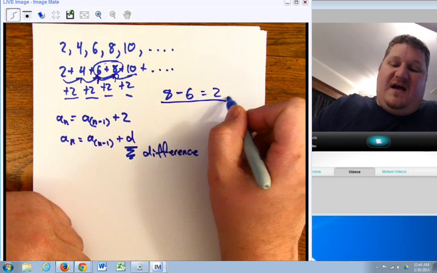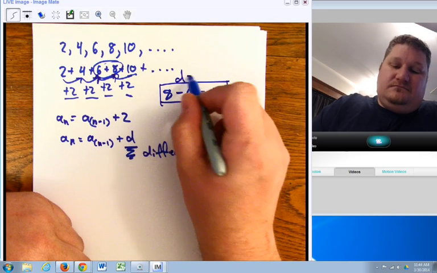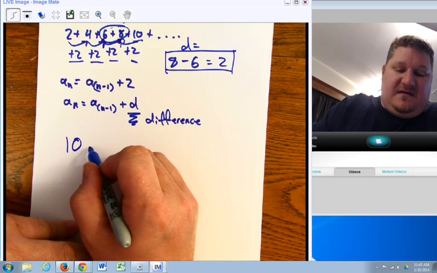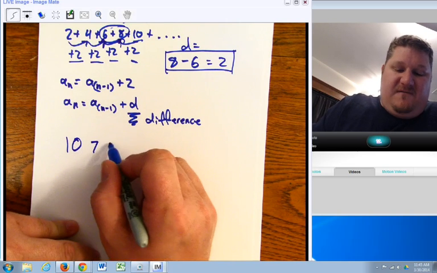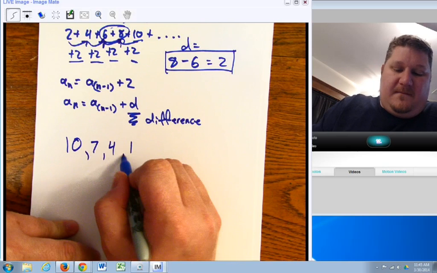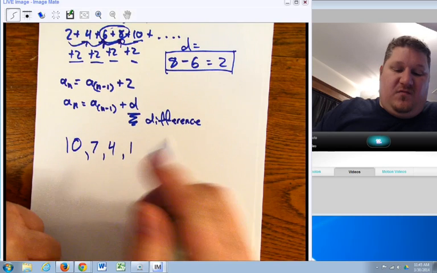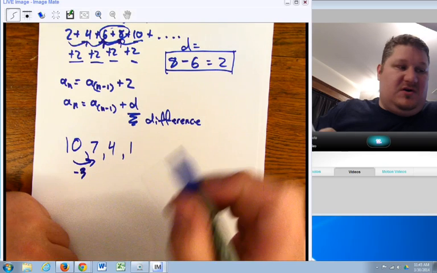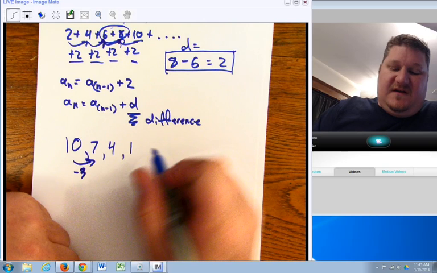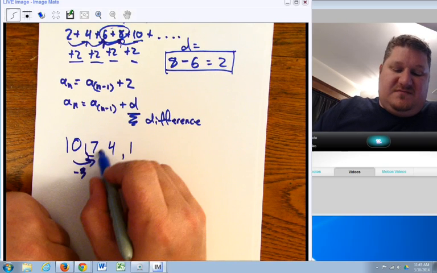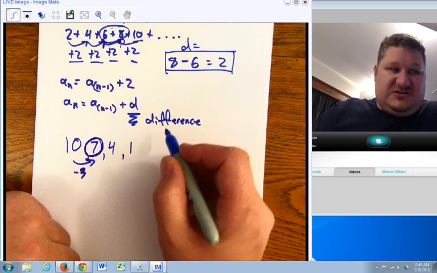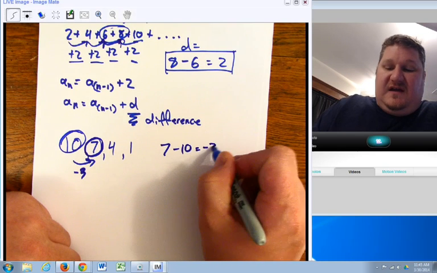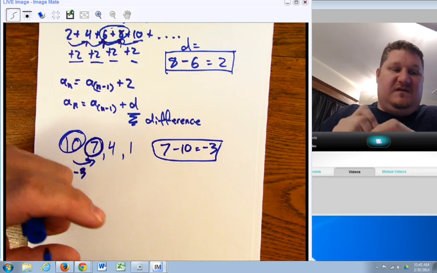But if I have something like this, 10, 7, 4, 1, we can figure out very quickly that it's minus 3. But if you weren't sure, all you had to do to find the difference was take the next term in line, which is 7, minus the previous term. 7 minus 10 is negative 3, so your difference equals negative 3.